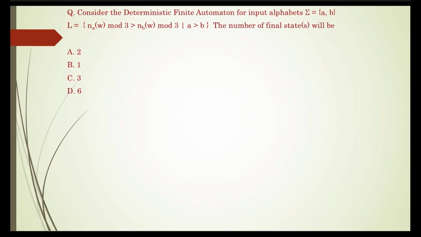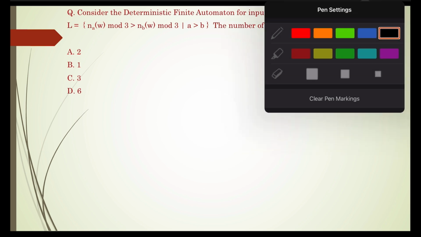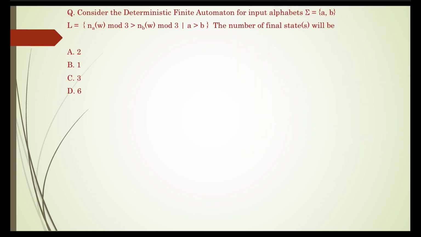Next question is, consider the deterministic finite automata for input alphabets A and B for the language where number of A in W mod 3 is greater than number of B in W mod 3, such that A is greater than B. So we have to tell the number of final states. First, for number of A in W mod 3, number of states will be 3.